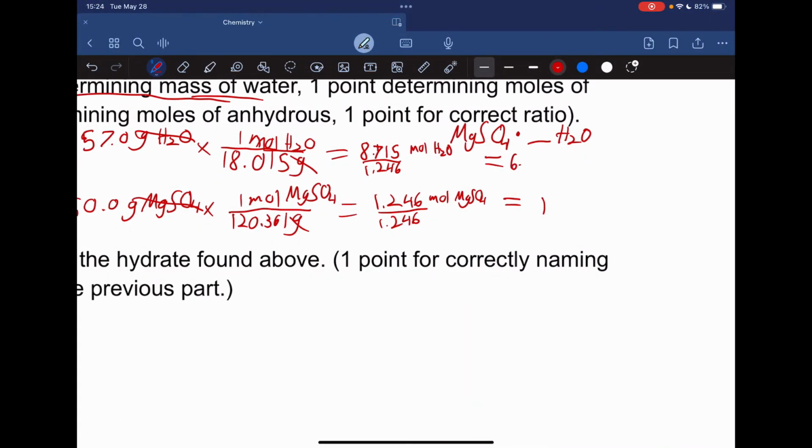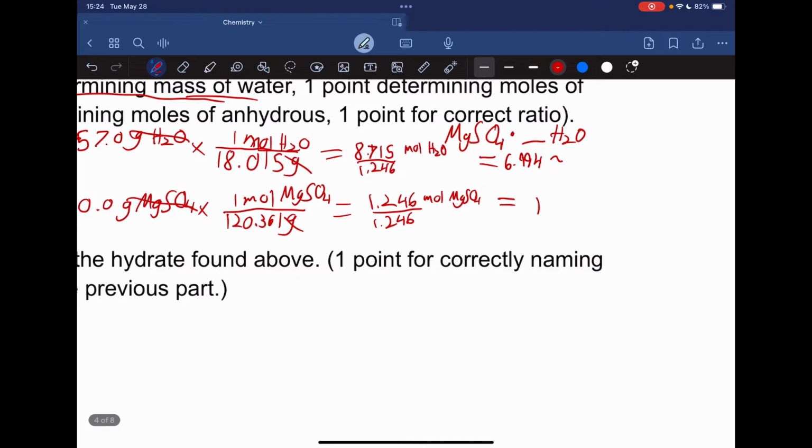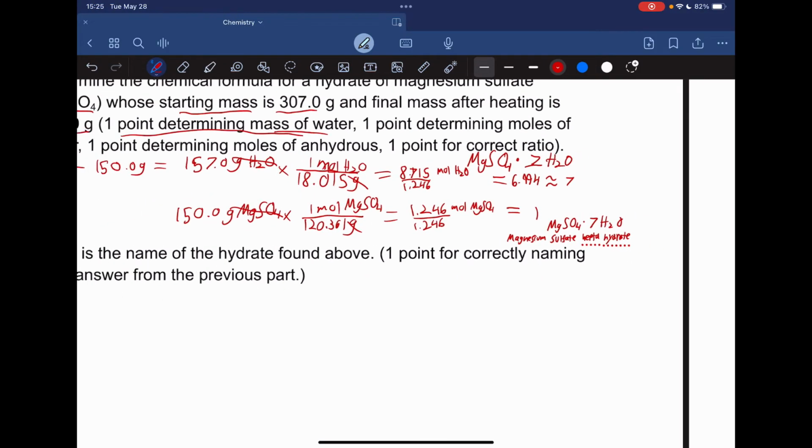Let's write it out. 6.994. This is so close to 7 that we're going to approximate it as 7. So there's about a 7-to-1 ratio. 7 waters for every 1 magnesium sulfate. So the final answer would be magnesium sulfate heptahydrate, so 7H2O, and you'd of course write this as magnesium sulfate heptahydrate. And that would be the final answer for number 5.